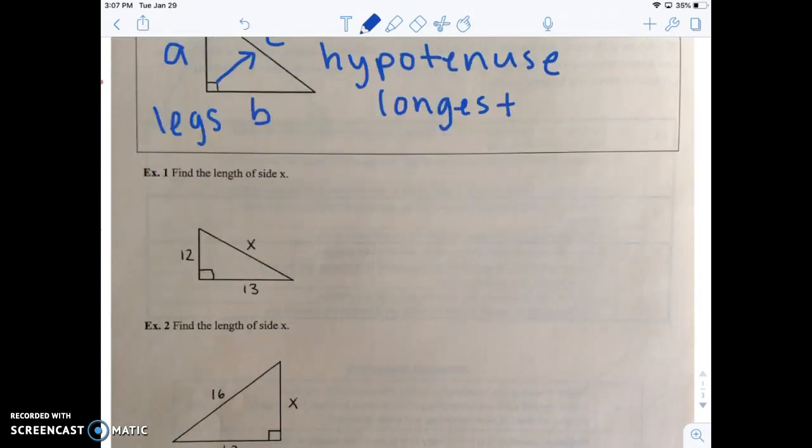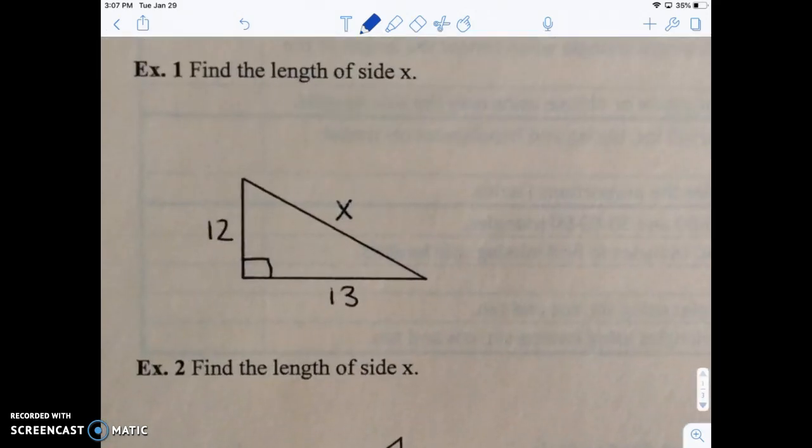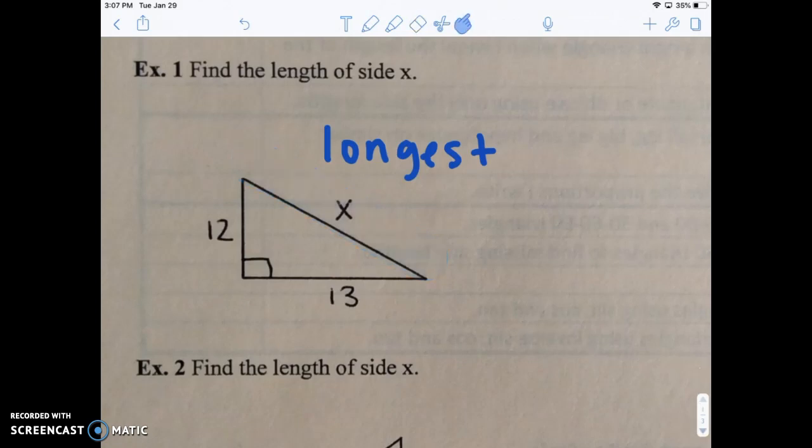So to use Pythagorean Theorem down here in example 1, you will notice that we know two sides and we're attempting to find the third. This side is the hypotenuse, which means it has to be the longest side on the right triangle. So when we're all done finding it, we have to make sure it is bigger than 13.